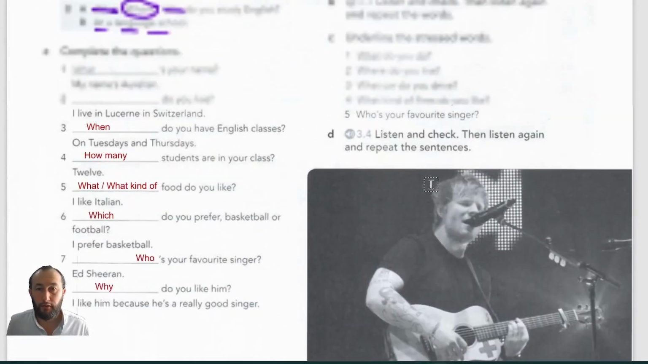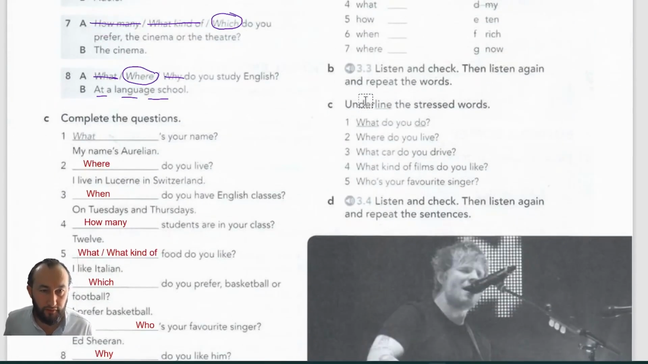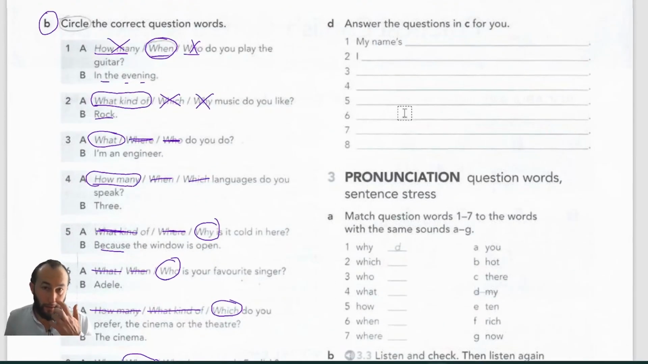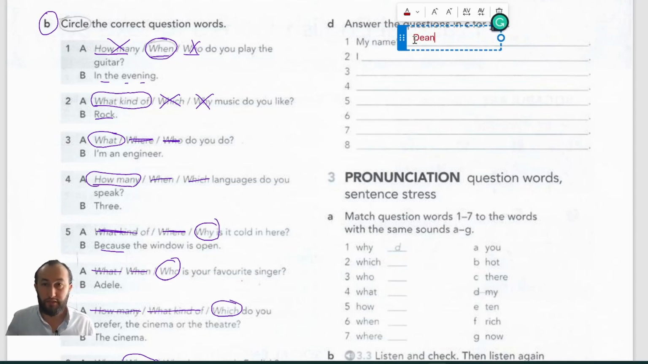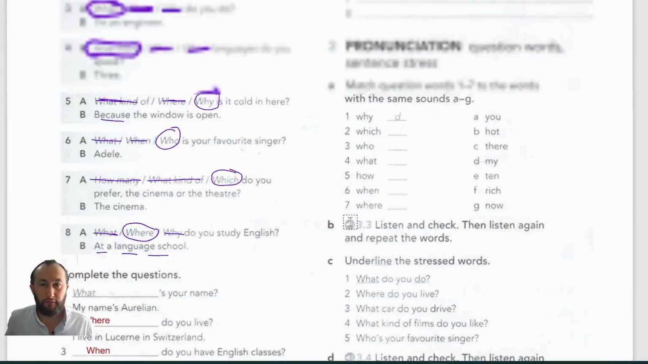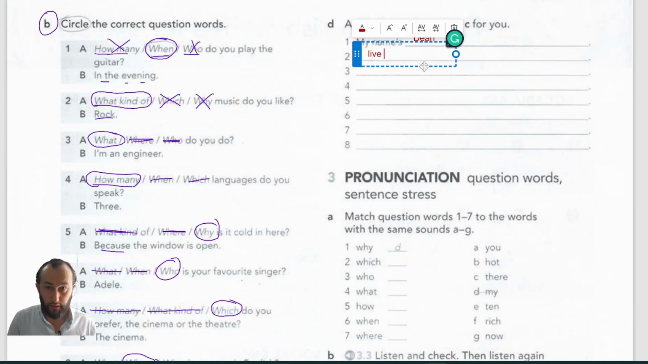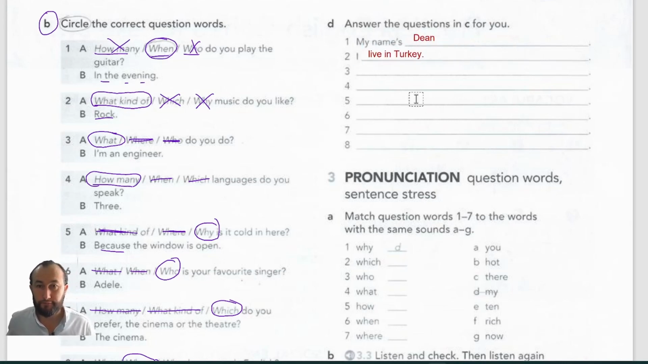Okay, so we're almost there. D. Okay, answer the questions in C for you. So it's about ourselves. That's the right chance for us to improve our writing. So the question is, what is your name? So I'm going to write here my name. So my name is Dean. Okay, my name is Dean. Very good. And where do you live? Okay, so I live in Turkey for now, at the moment. So I live in Turkey. All right, great.